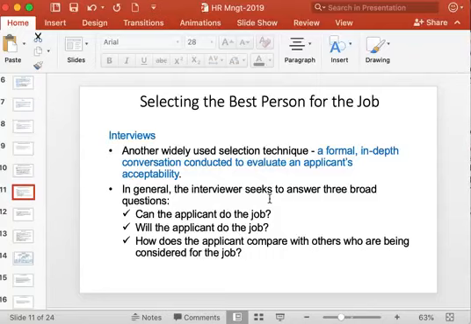So, in general, the interviewer can seek to answer three broad questions: whether the applicant can do the job or not, whether the applicant will do the job for which he or she may be selected, and to find out how one applicant compares with others who are being considered for the job.